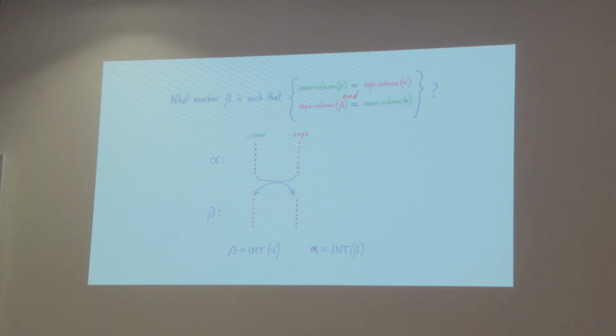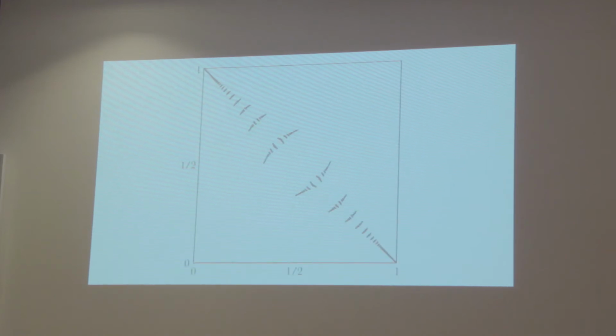And I did some work using computers to plot this function. So this is the general definition. You take the counts column and the seps column, and you interchange them, and you get a new number, beta, whose seps are the counts of alpha, and vice versa. Okay. So here's what it looks like between 0 and 1. The same function reappears between 1 and 2, between 2 and 3, and so forth. It just would be up there, and then up there, and so forth. But what matters is really what happens between a pair of integers, here between 0 and 1. And you get this shape.